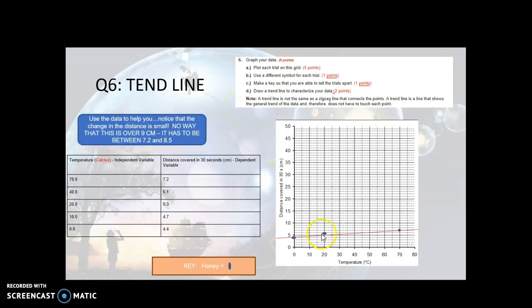It's not a connecting of the dots. A trend line means it's the average. So you're just collecting the average. And you're doing that by drawing a line through most of the points or near the points to create an average.